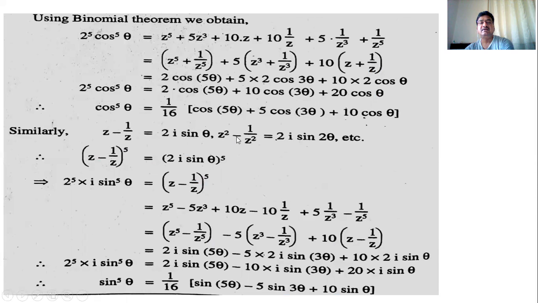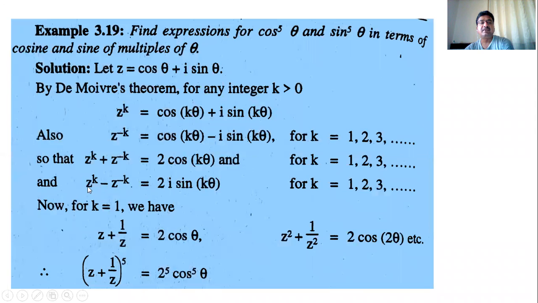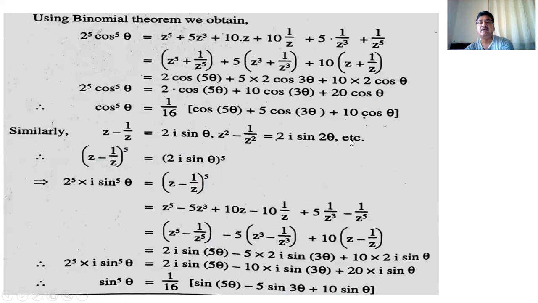If we substitute k as 2, then we have Z raised to 2 minus 1 by Z squared, which is 2i sin 2 theta. In this way, we can also write Z cube minus 1 by Z cube is 2i sin 3 theta. Then take the fifth power of this equation. Z minus 1 by Z raised to 5 is 2i sin theta bracket raised to 5.